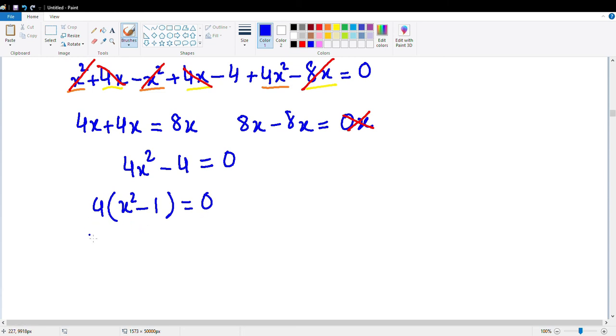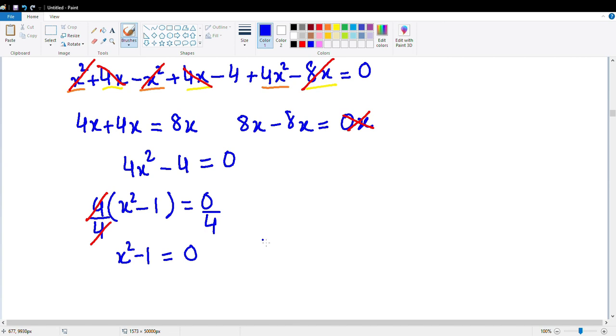Now we're going to send 4 to the other side. You can say we'll divide by 4 on both sides. If you divide 0 by something, you'll get 0. So over here you'll get 1, and that means that you just get x squared minus 1. On the other side, you have 0. That's what we're left with, and now you can see that it's a pure quadratic equation.